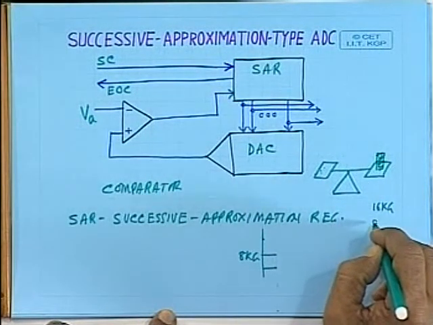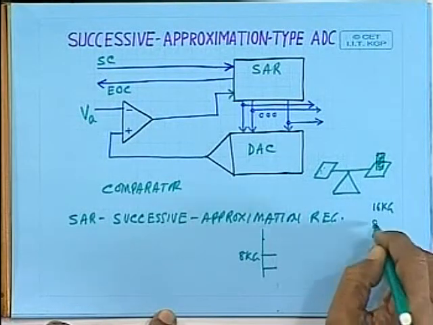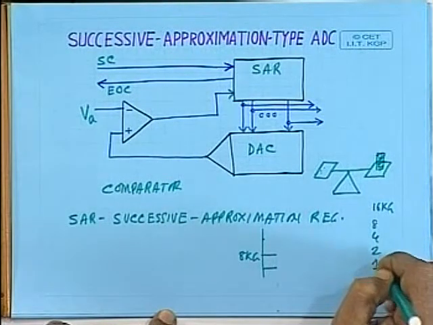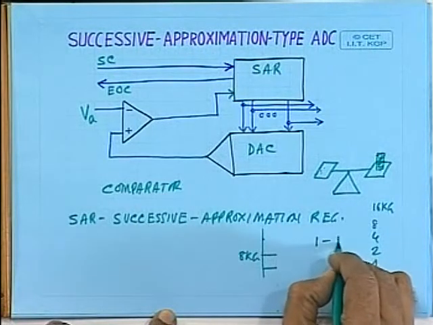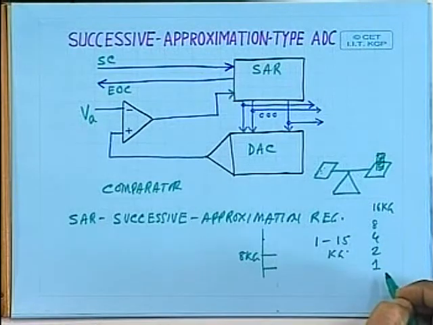And it can be shown that any weight between 1 to 16 kg, rather 15 kg, because if you add up 8 plus 4 plus 2 plus 1, these are the weights. It can vary from 1 to 15 kg. You can weigh in 4 steps. This is the basic approach of successive approximation.